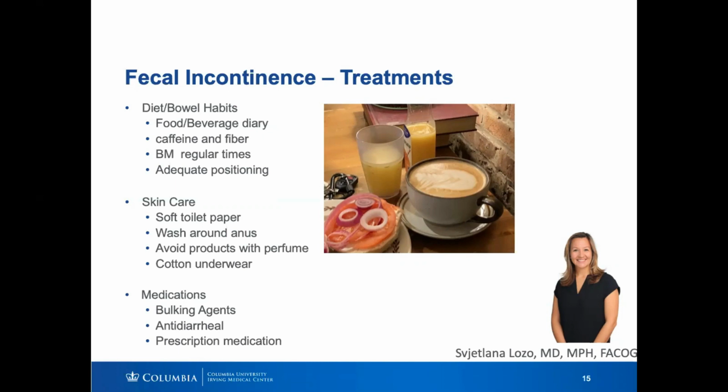Last but not least, treatment option for fecal incontinence is pelvic floor exercises. These can be performed in a form of pelvic floor muscle strengthening exercises that can be done by patients themselves or with a pelvic floor physical therapist.